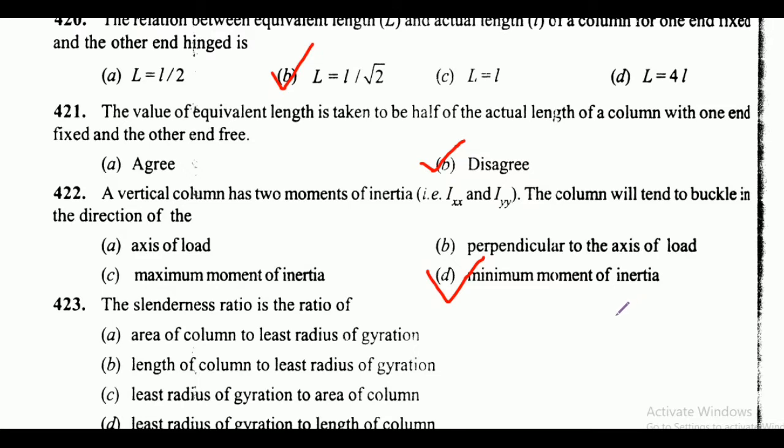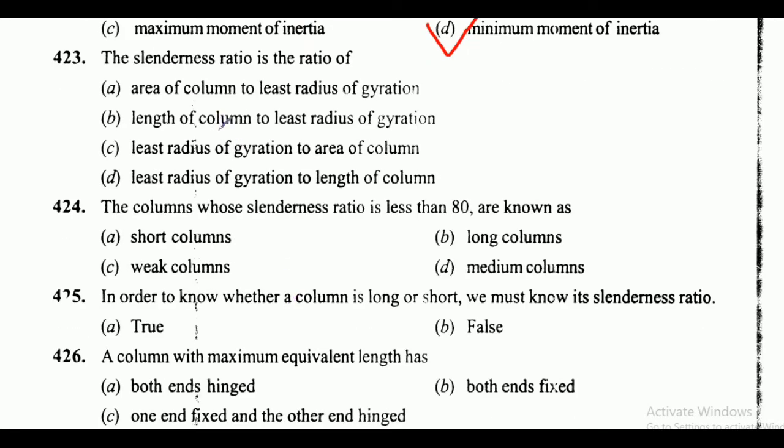Okay, next: the slenderness ratio is the ratio of, options are: area of column to least radius of gyration, length of column to least radius of gyration, least radius of gyration to area of column, least radius of gyration to length of column. So here, friends, the correct answer is option B, that is length of column to least radius of gyration. The slenderness ratio is the ratio of length of column to least radius of gyration.